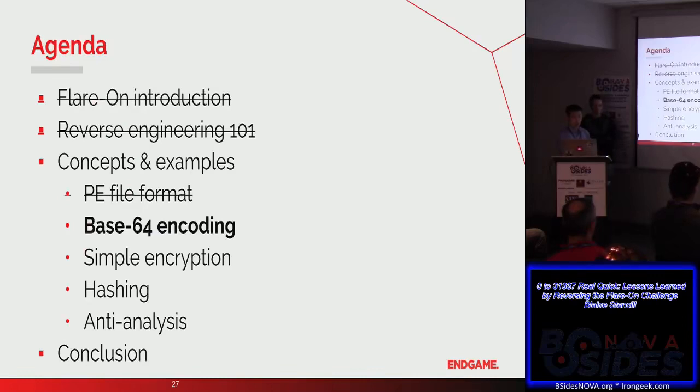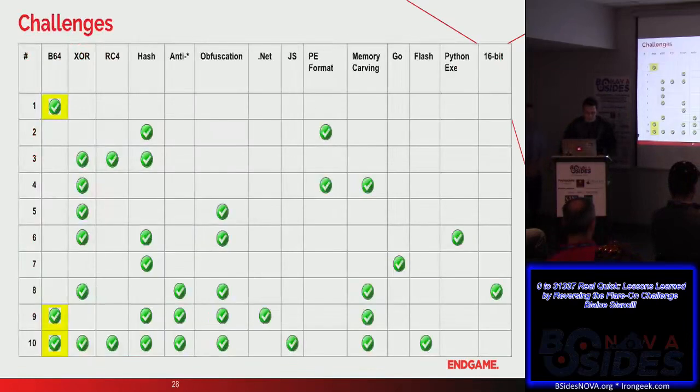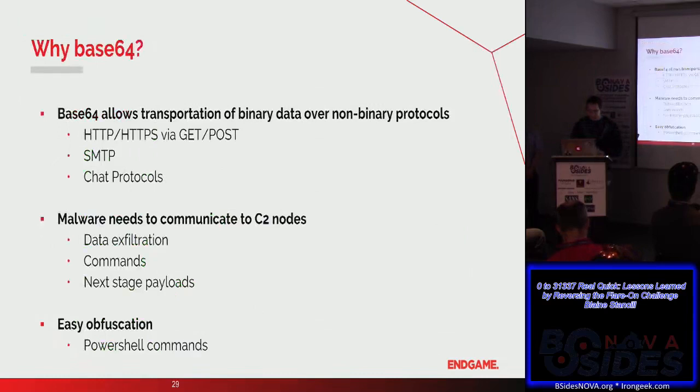Next, I'll hand it off to Blaine to talk about Base64 encoding. Alright. So, Base64 was not used too heavily for the challenges, but it was used in challenges 1, 8, and 9. And the question is why Base64 and why emphasize it? Well, Base64 allows you to transfer binary data over non-binary protocols. For instance, you can send data over HTTP GET requests, maybe chunk it up, or, you know, text your friend malware if you wanted to.